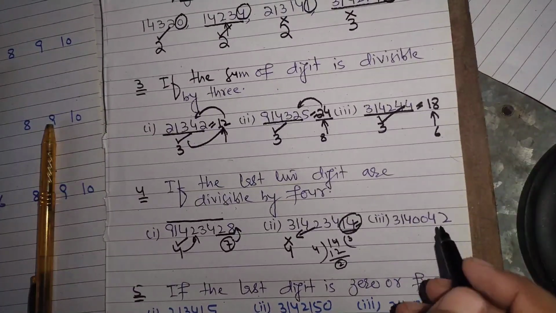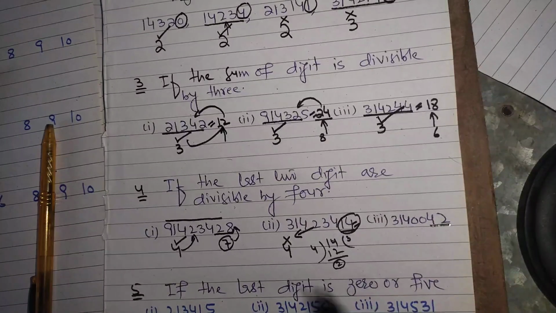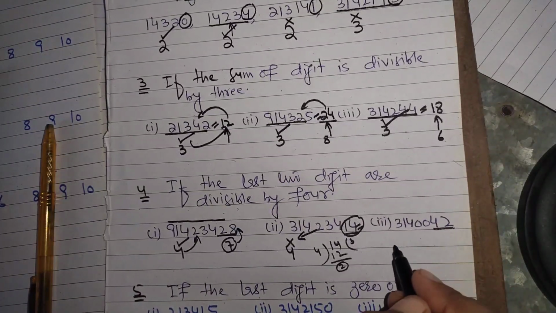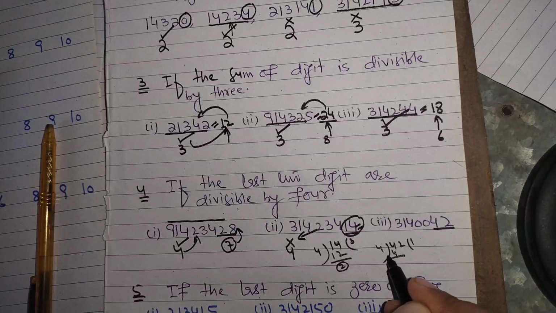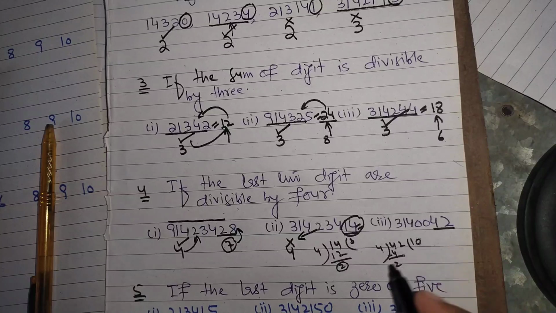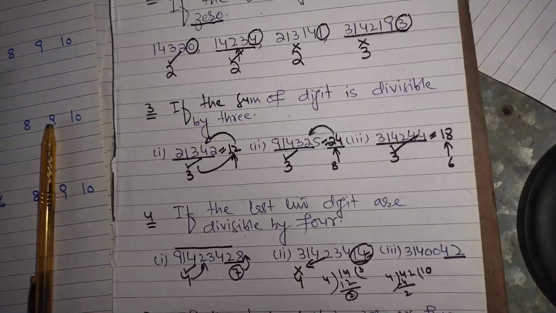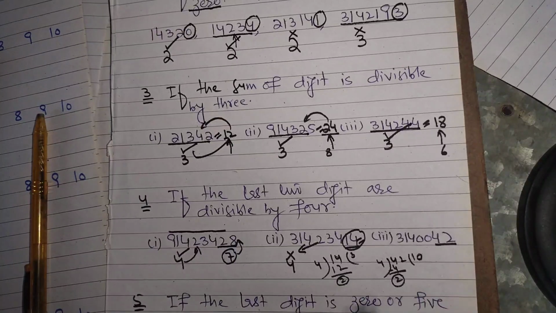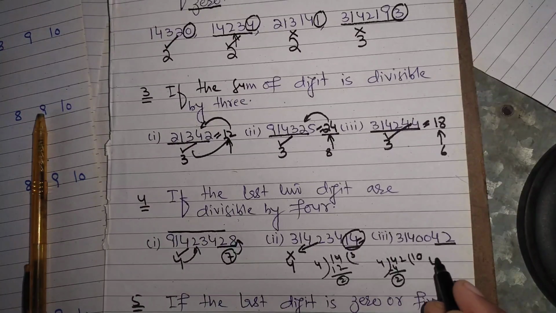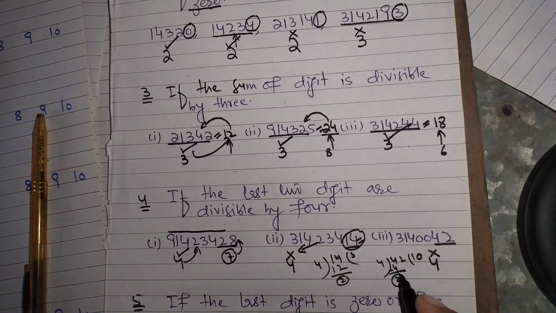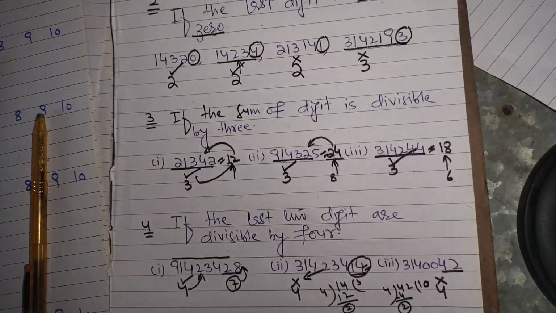And again we check the last two digits: 42. We divide 42 by 4: 10 times 4 is 40, and the remainder is again 2. If the remainder comes to 0, then the number is divisible by 4. Here we got 2, so we say that this number is not divisible by 4.